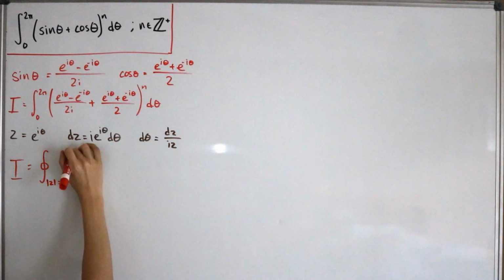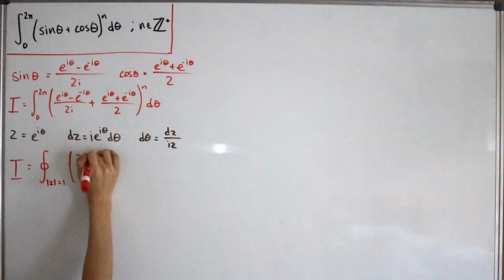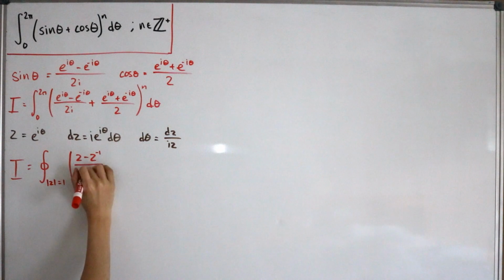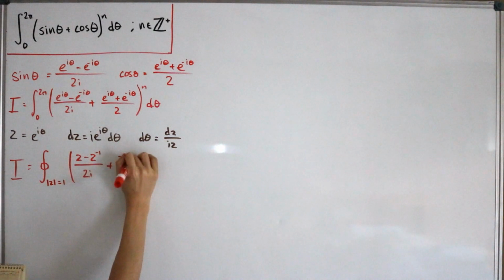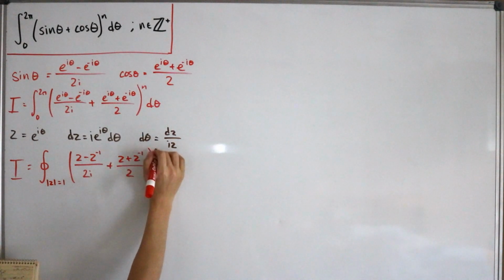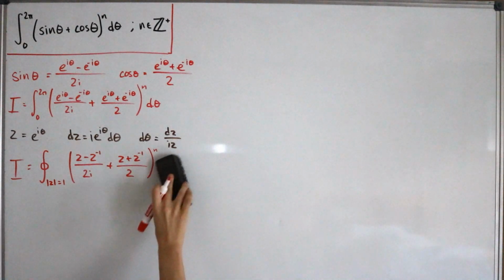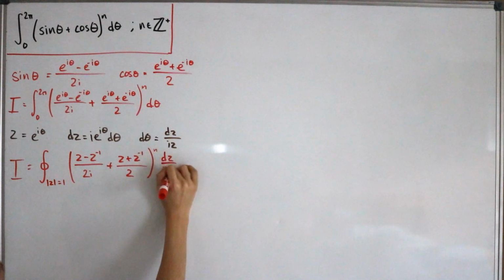Then we make the substitution over here. So now we have z minus z to the power negative 1, or z inverse, divided by 2i, and then we add z and z inverse, divided by 2, and this is still to the power n. With d theta, we have to plug in a new substitution, sorry about that. This is supposed to be dz divided by i times z.